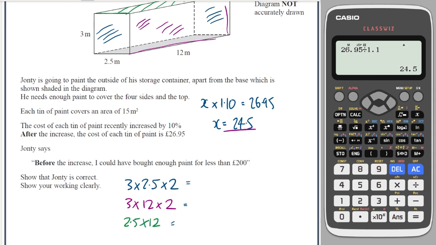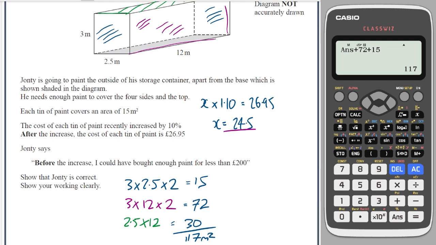Okay, so let's add up all of these to get the total surface area. So 3 times 2.5 times 2 is 15. And 3 times 12 times 2 is 72. And 2.5 times 12 is 30. So add them all up, 30 plus 72 plus 15. So that is a total of 117 meters squared.